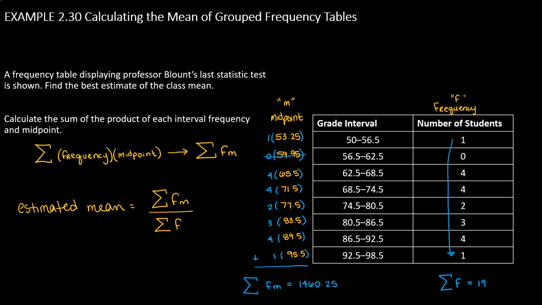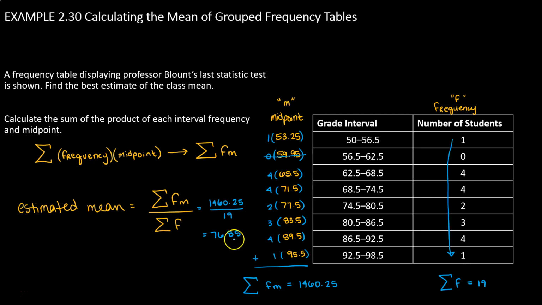For this example, the sum of the frequencies times the midpoint comes out to 1,460.25, and the sum of all the frequencies comes out to 19. So our estimated mean would be 1,460.25 divided by 19. And that comes out to be 76.855. So we're going to approximate here.